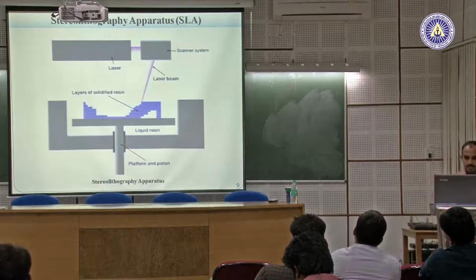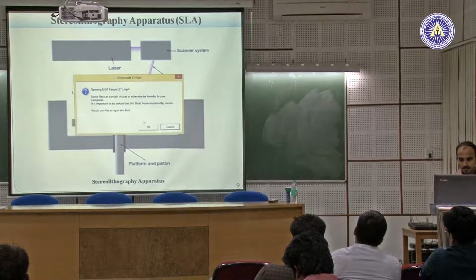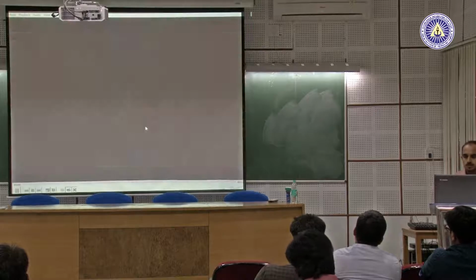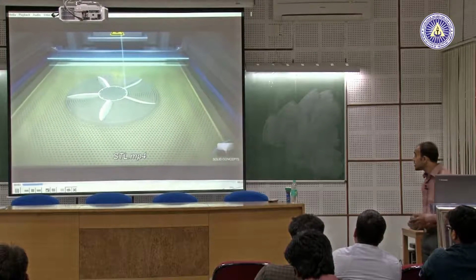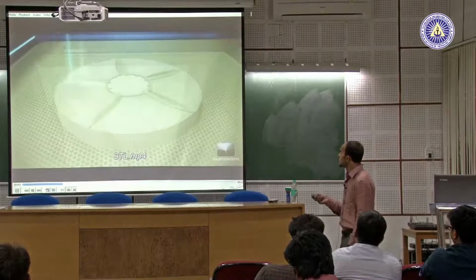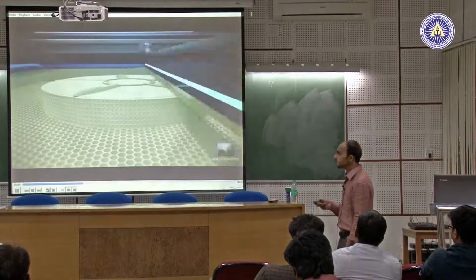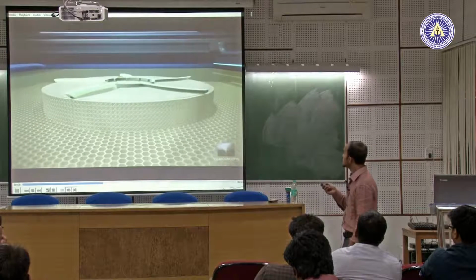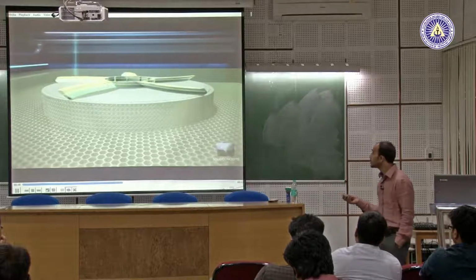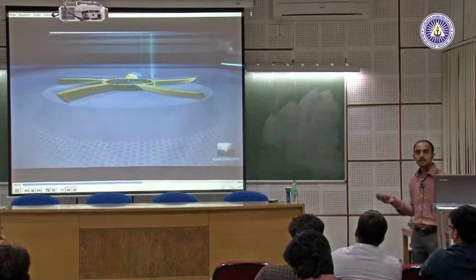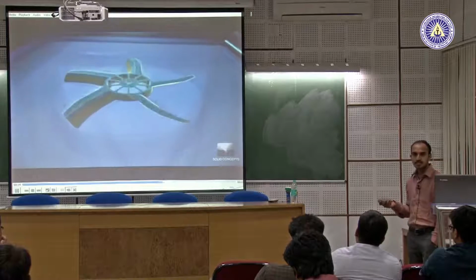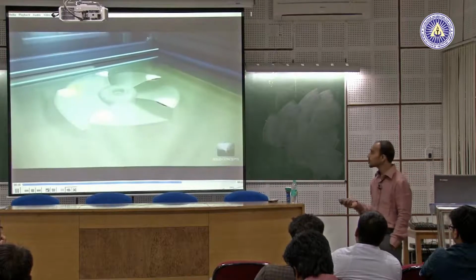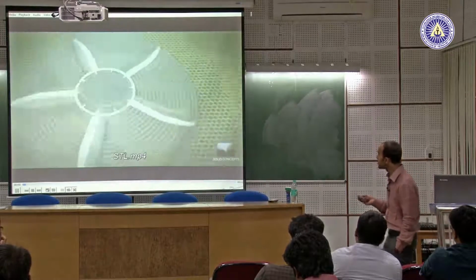We have to see a video. So we can see here the laser which scans the layers and solidifies the liquids. You will get the products whatever you want. Generally it uses CAM software. There is a computer, that means knowledge of computer aided design and computer aided manufacturing is needed.